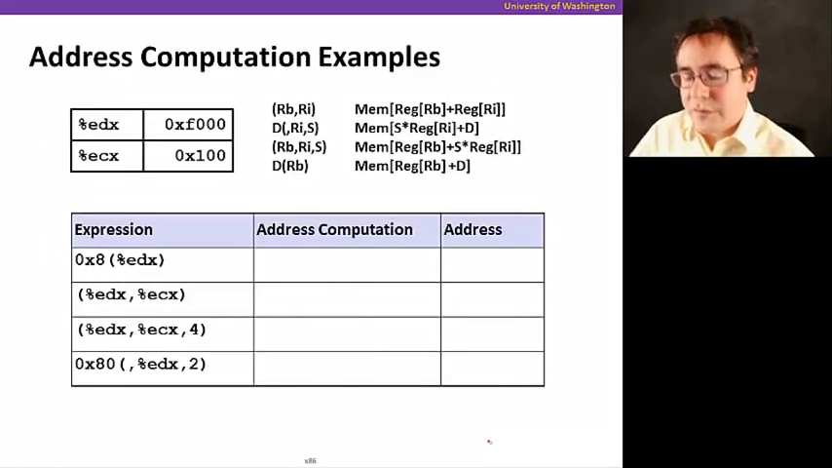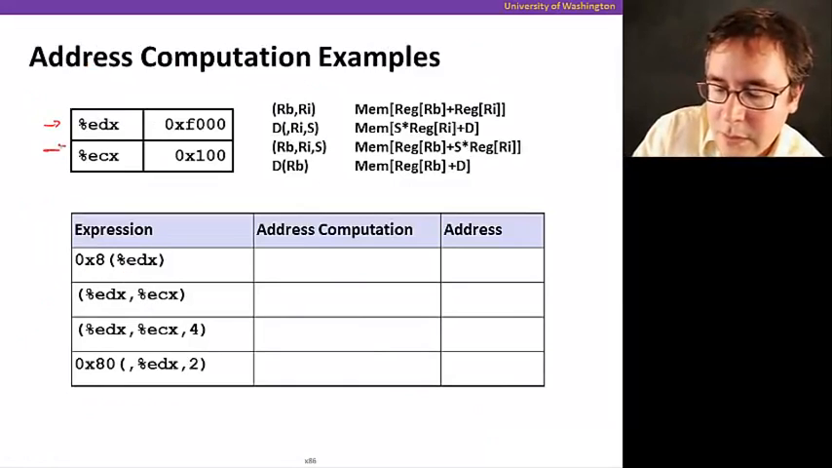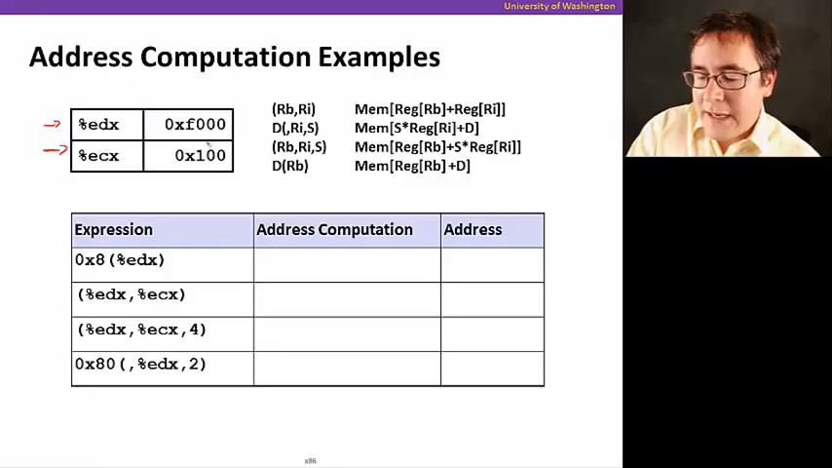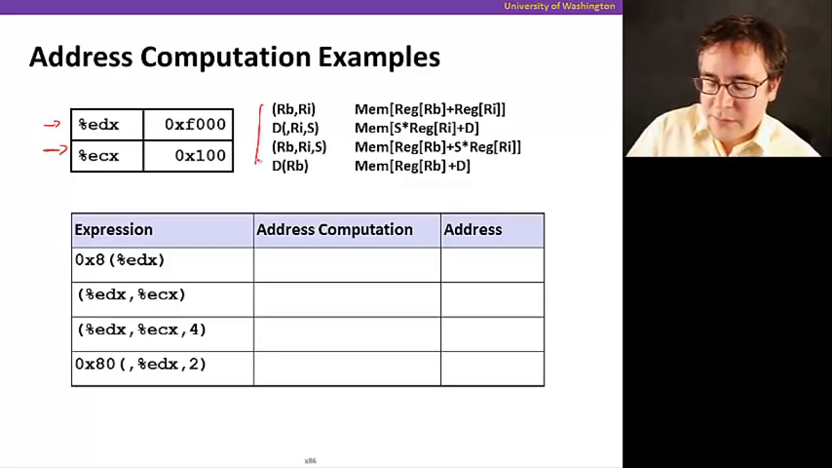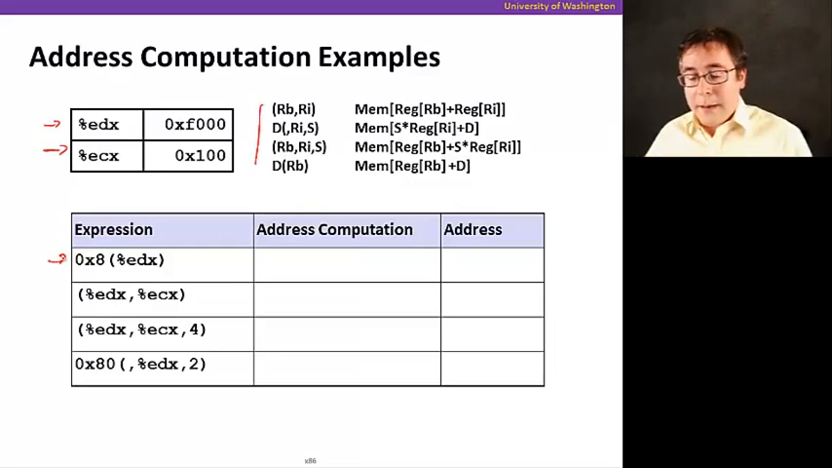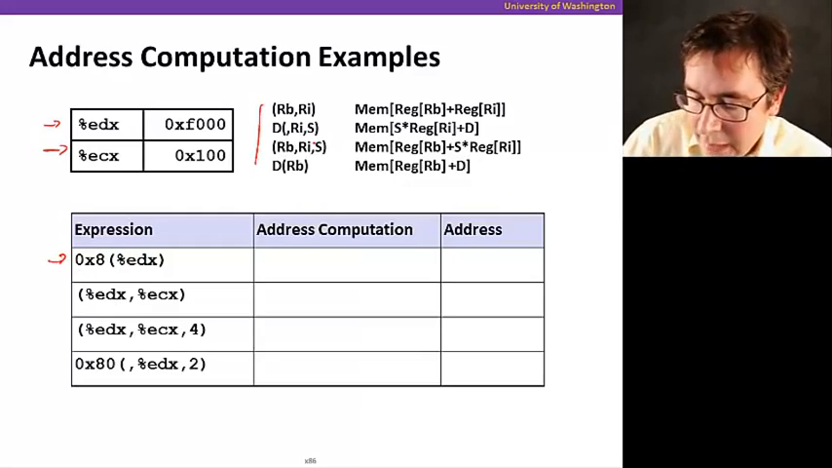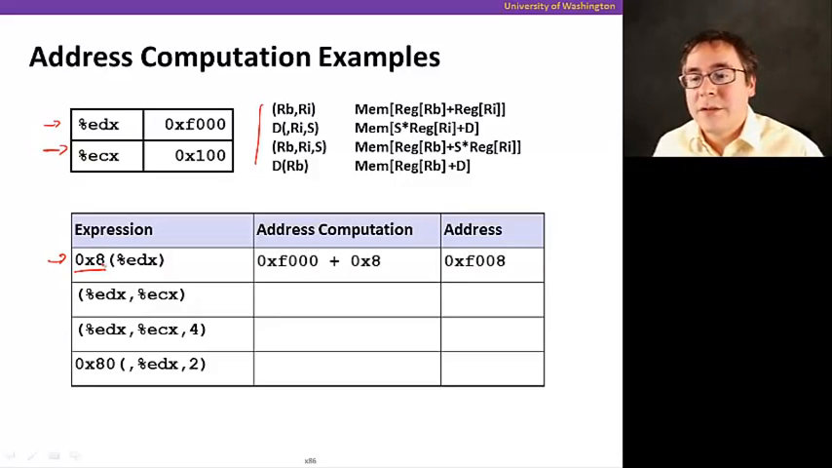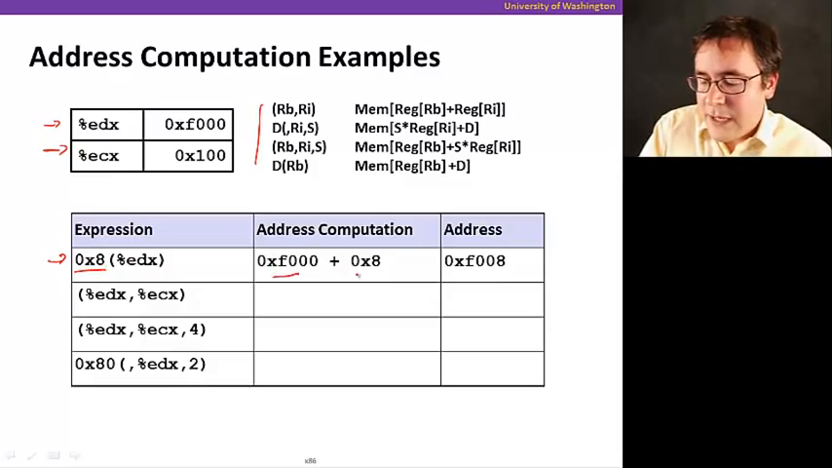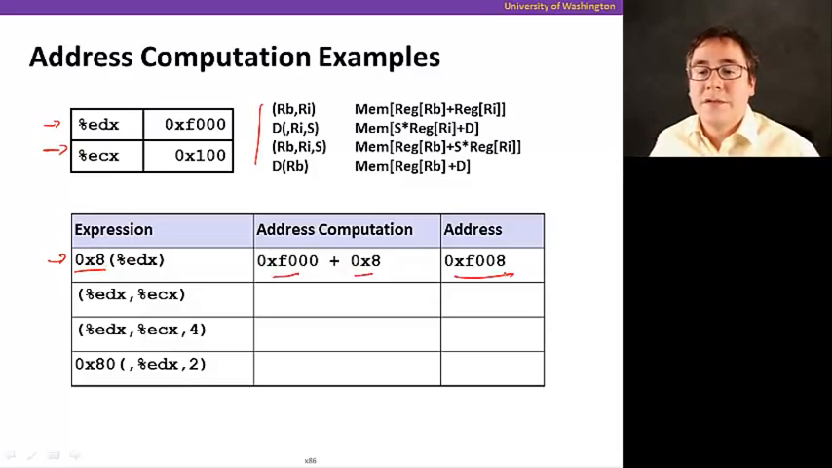Let's see some quick examples. We have two registers in our example, EDX and ECX. EDX is set to F000 hex, and ECX is set to 100. Now we're going to be exercising all of these addressing modes. Let's start with the first one. The displacement D is 0x8, and we're adding this to the contents of EDX. That's the value of EDX, that's the constant, and the final address is just an addition of these two.